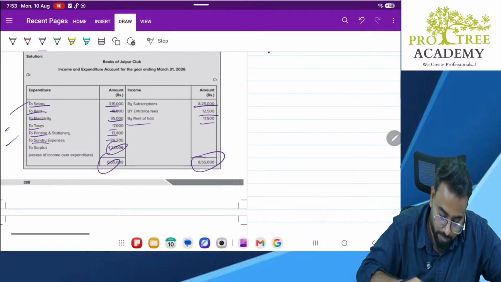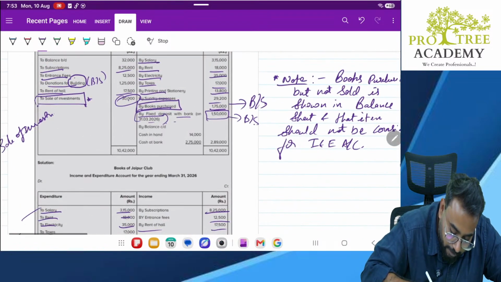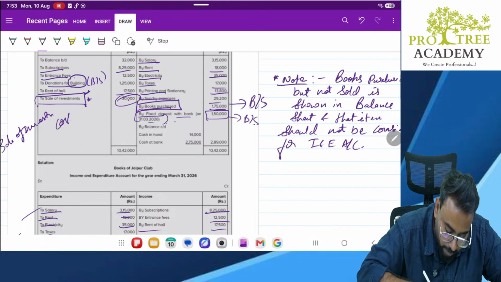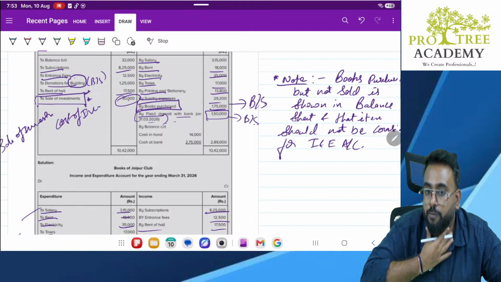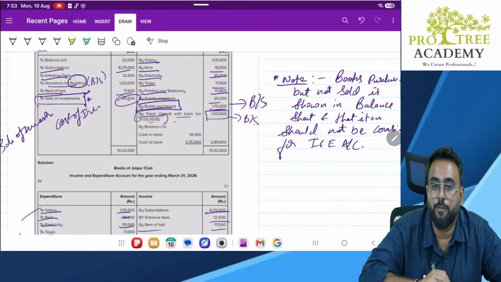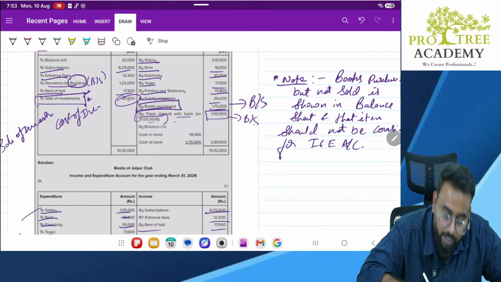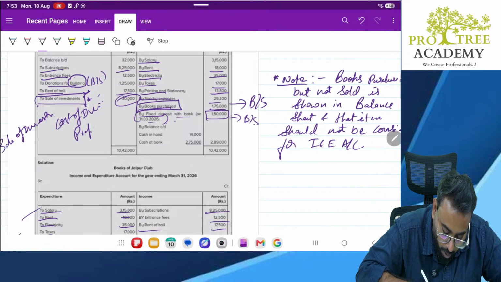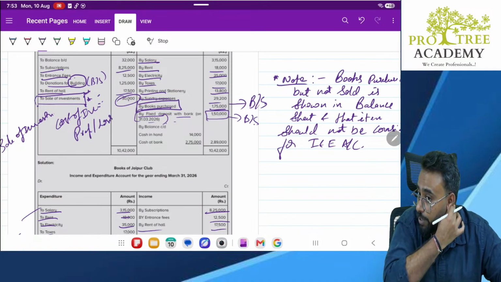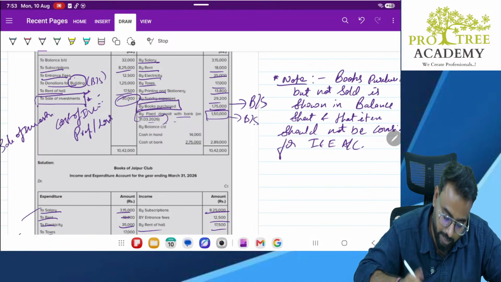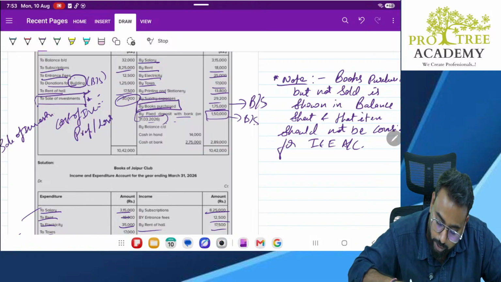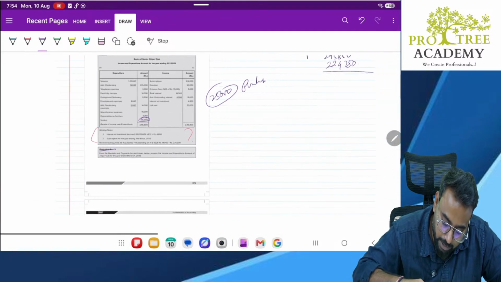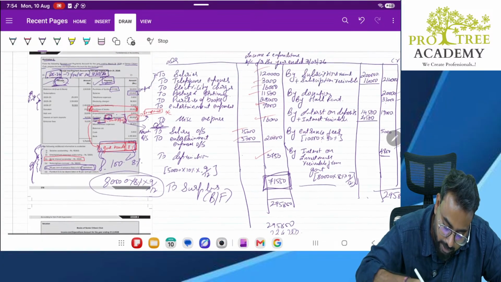Clear? Two things you have learned. If sale of investment is given, they should give you the cost of investment also. If they have given you the cost of investment and shown the sale of investment in receipts and payments, the difference between cost of investment and sale of investment will be either profit or loss. That profit or loss will come to income and expenditure account. Second item, this note is very, very important. Please mark it down.